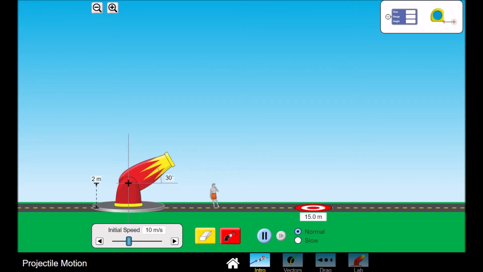So let's begin our explanation of projectile motion. Imagine you have a figurative object in the cannon and you fire the cannon at 10 meters per second at an angle of 30 degrees to the horizontal. Launching height is about 2 meters above the ground. Say we launch the human, and this is how far they traveled over a period of time.